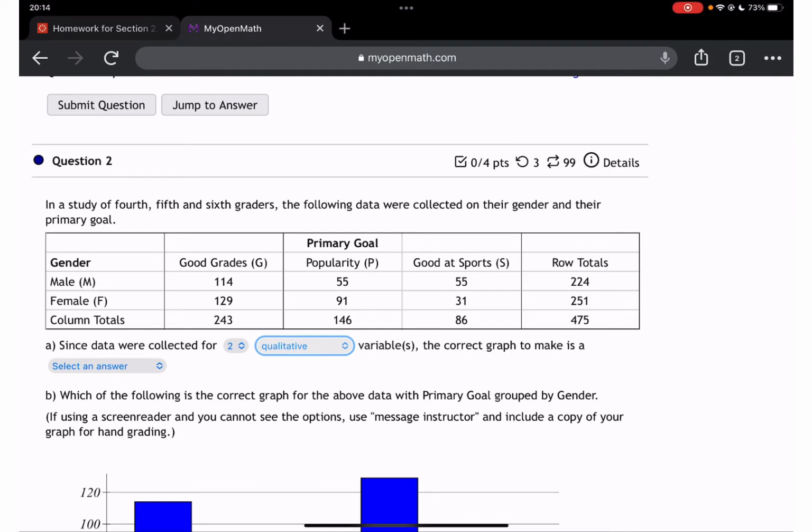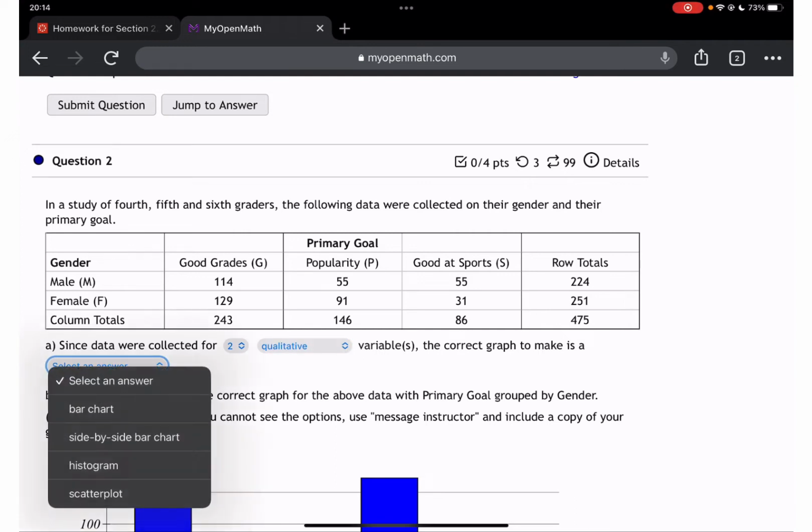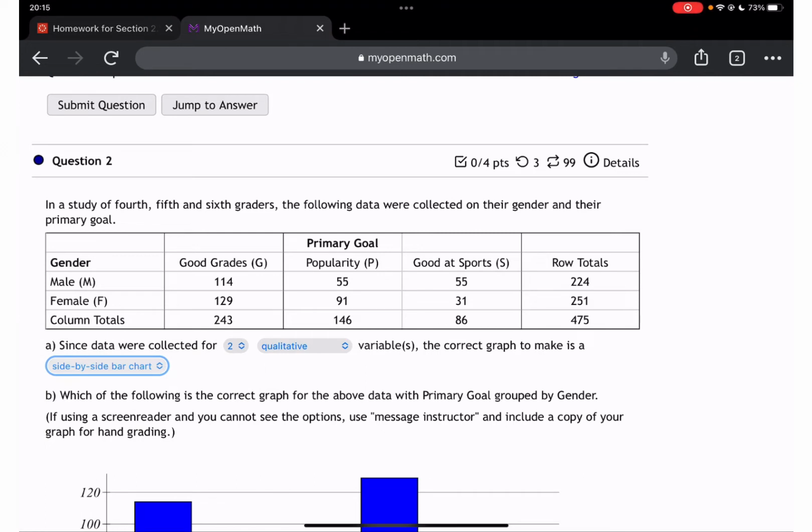Okay, so when we have more than one variable, then in that case we're going to choose a side by side chart. There we go. We are going to use side by side because we have two variables so we can put them next to each other. Why side by side? So it would be easier to compare.